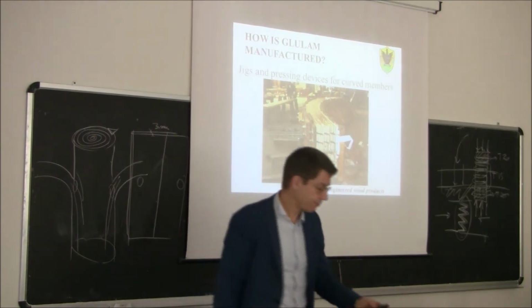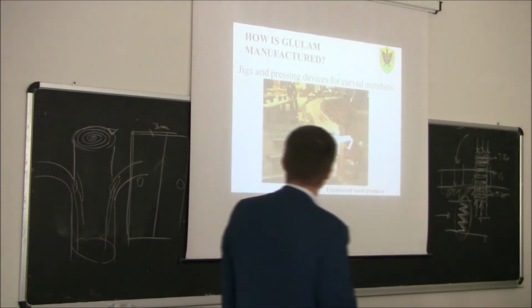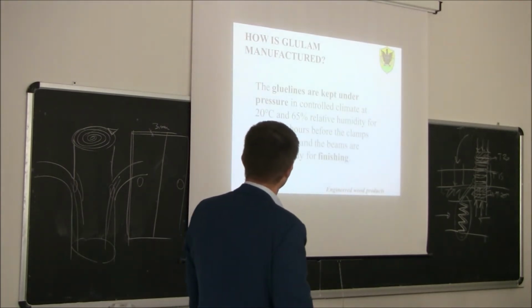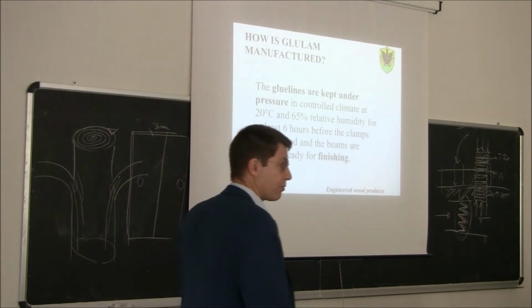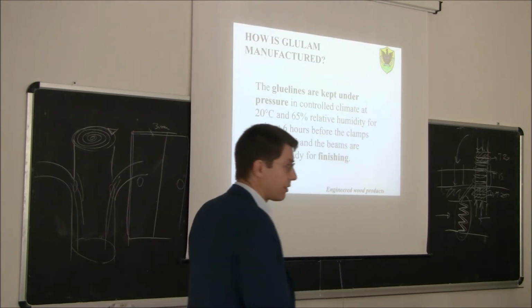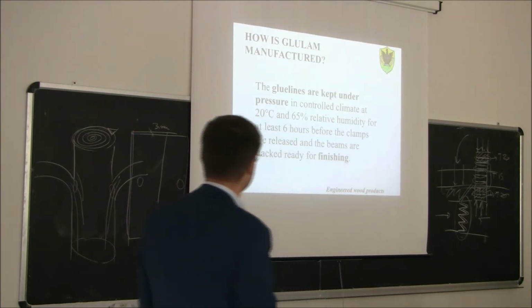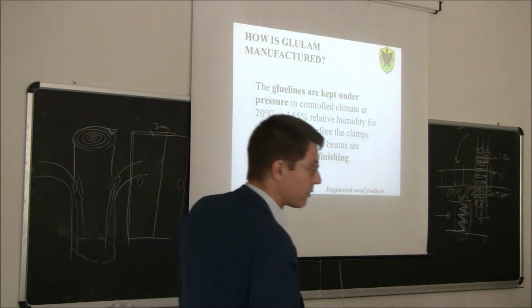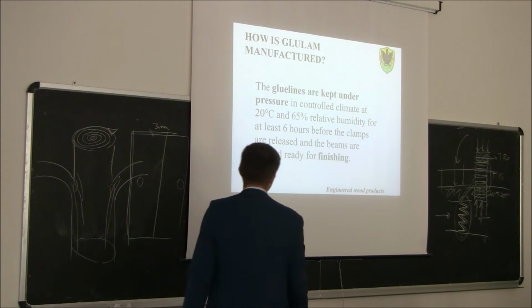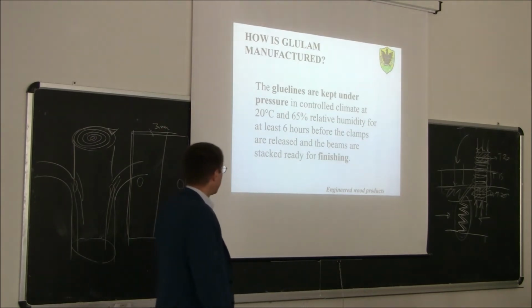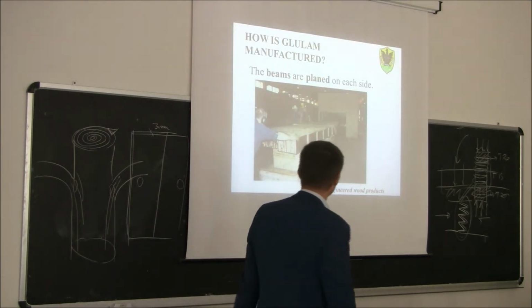Okay? So the glue lines are kept under pressure in a controlled climate. So climate should be controlled at 20 degrees Celsius, 65% relative humidity for at least 6 hours. So the members should be there for at least 6 hours before the clamps are released. And the beams are then ready for finishing.